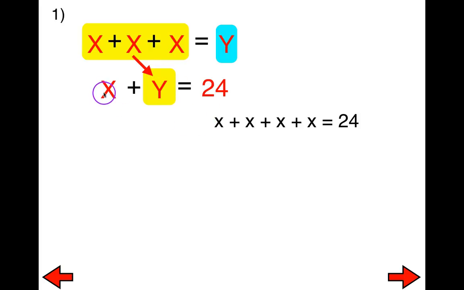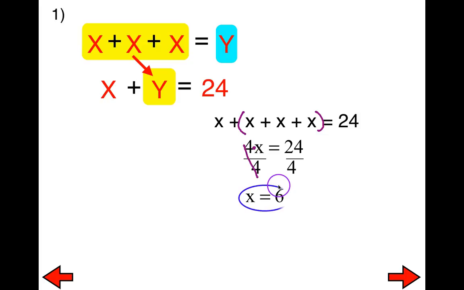So now I'm left with x plus x plus x plus x. If you're wondering, this is the new set that I just placed inside, equals 24. Well, now I have a total of 1, 2, 3, 4 x's, which equals 24. So here, since this does mean 4 times x, I'm going to go ahead and divide both sides by 4, and I'm left with x equals 6.